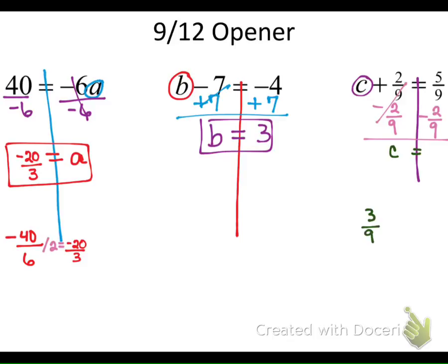Since I don't have a whole lot of room. Okay, 3 over 9 can be reduced. What are they both divisible by? 3. So 3 divided by 3 equals? 9 divided by 3 equals? 3. So my answer is going to be c equals 1/3. Good job.